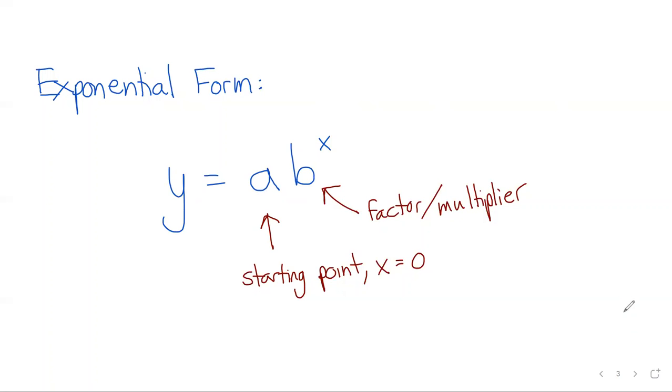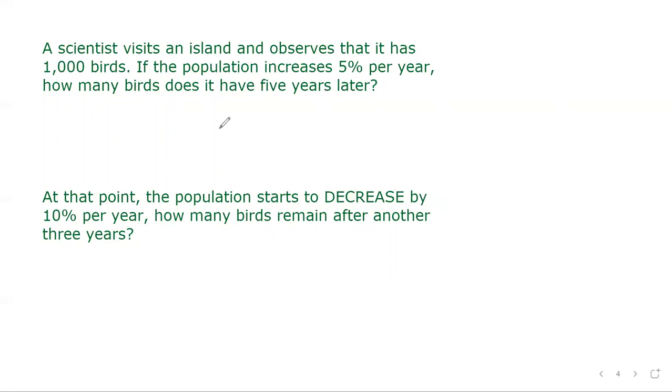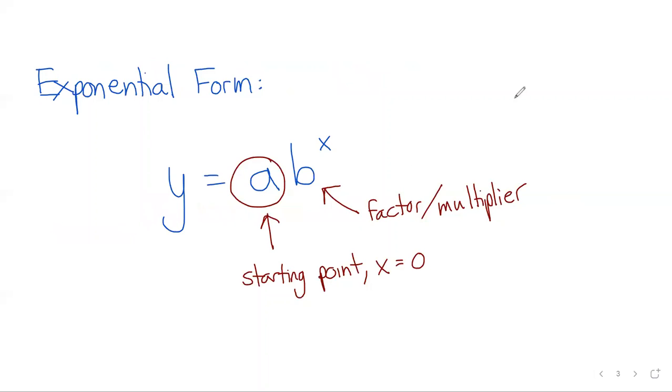If we talk about, and I'll just preview one of the questions on the next page, a scientist visits an island and observes that it has 1,000 birds. Well, if that's our starting point, then this is going to be 1,000. So whatever the starting point is, that's what A is. You can also note that in exponential questions, almost always this x is going to represent time, because things are growing over time.